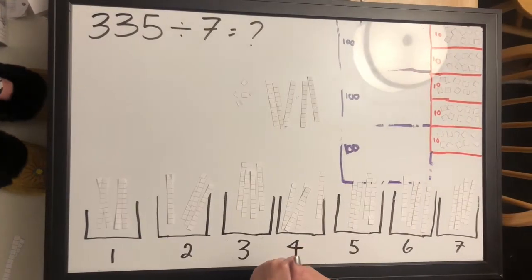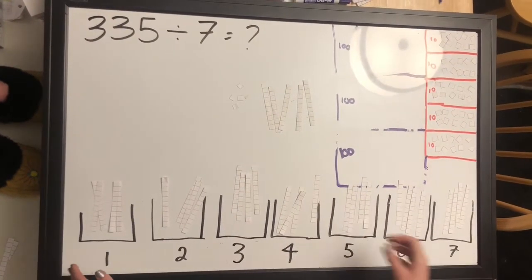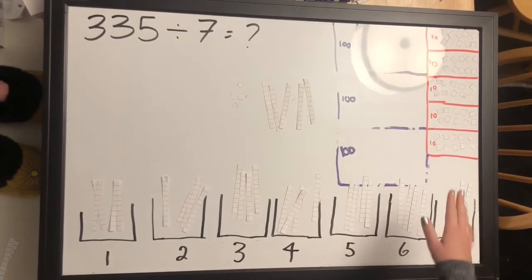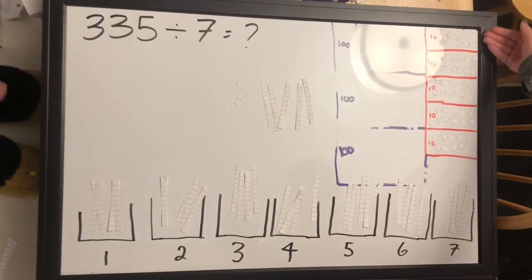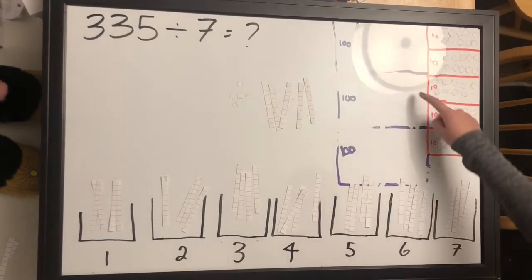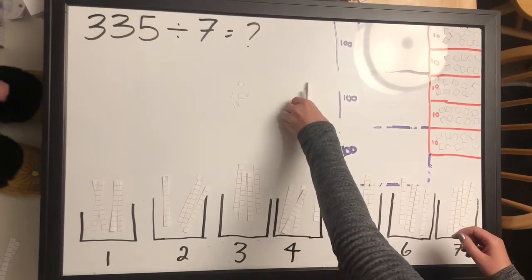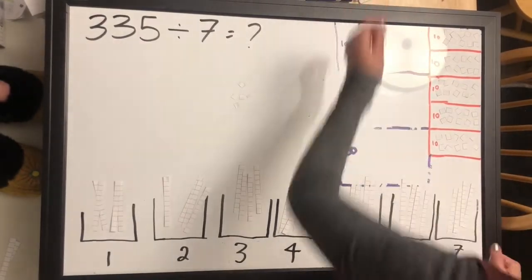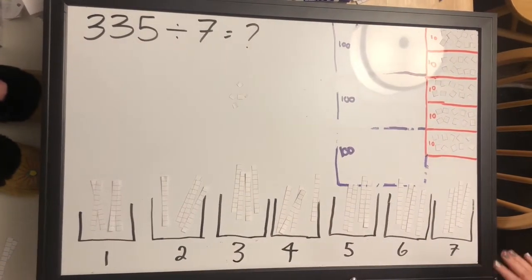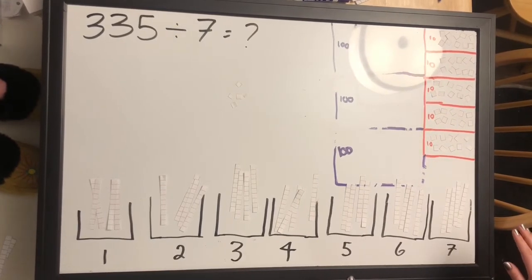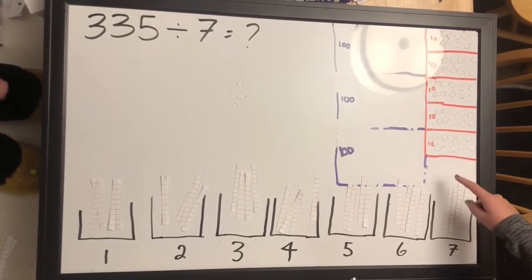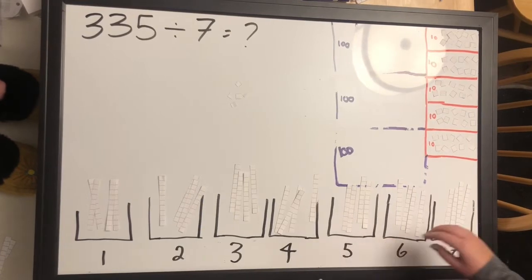So I can't evenly share those into my 7 buckets, so I'm going to need to exchange those out now for 10 individual units. So I have 5 groups of 10 individual units each. So I'm going to take these away because I won't need these anymore. So I know that 49 divided by 7, that's a square number. So that means that I'm going to need to add 7 units into each of these buckets.